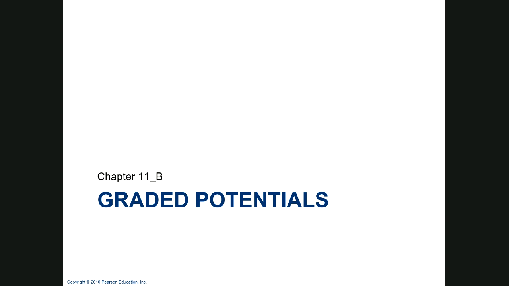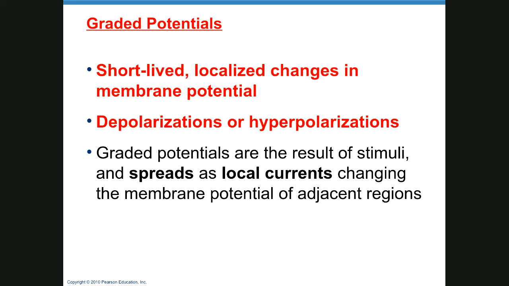So a graded potential is the reversal of charges that occurs due to the arrival of a stimulus. A stimulus is going to arrive at the receptive region of the cell, which is the dendrite and the body of the cell. Graded potentials are short-lived, localized changes in membrane potential. They can lead to depolarization or hyperpolarization of the membrane.